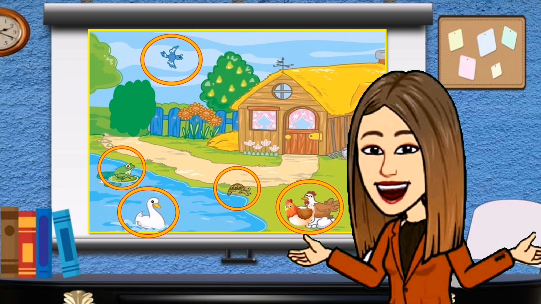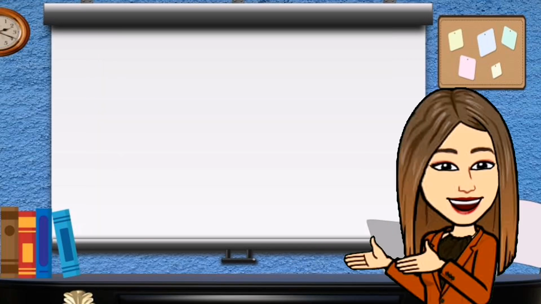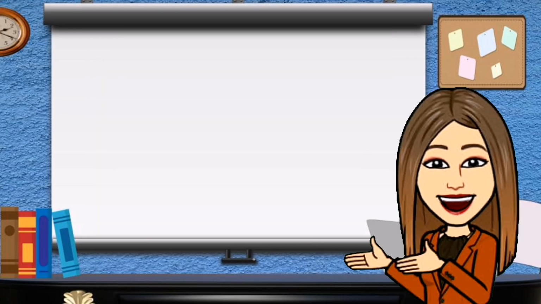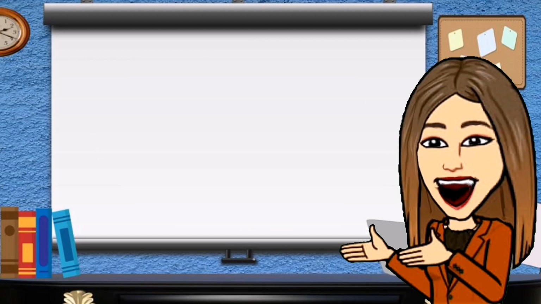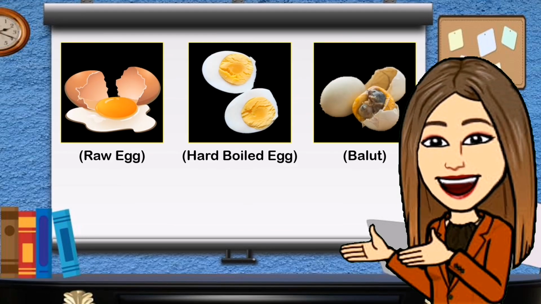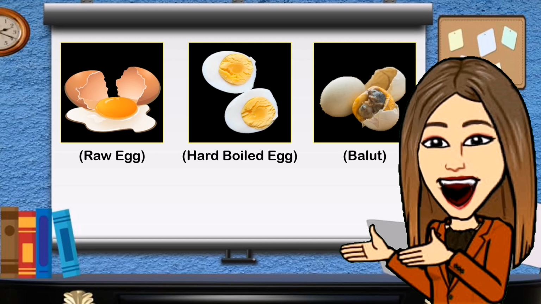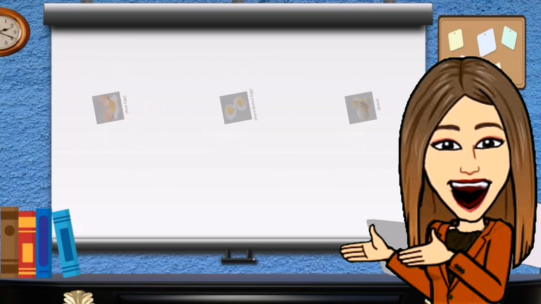Do these animals have something in common? Yes, they do. What do you think they have in common? So they all lay eggs. What's inside a chicken egg? Let's explore the egg. We have here 3 kinds of eggs: raw egg, hard-boiled egg, and balut.